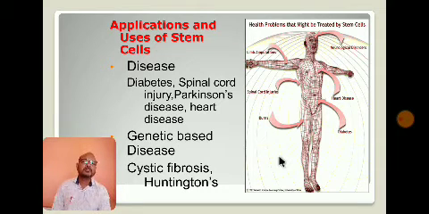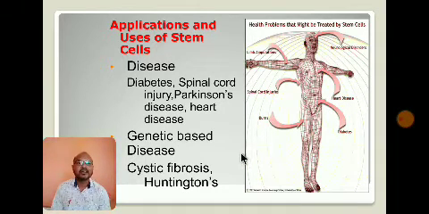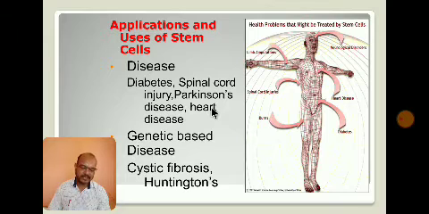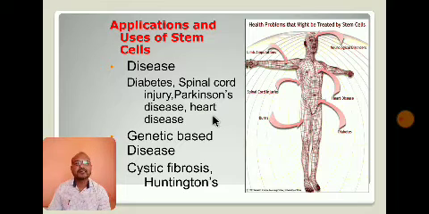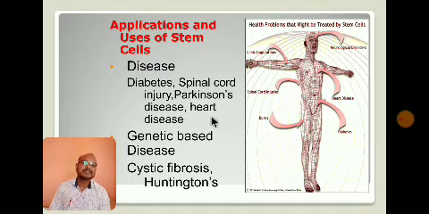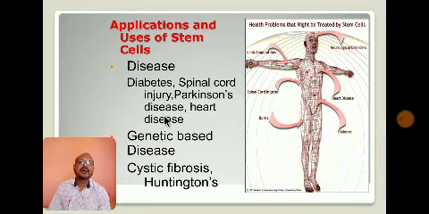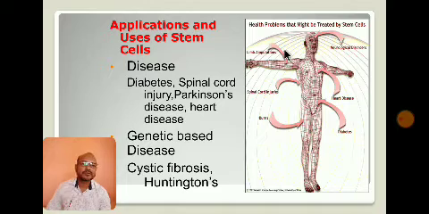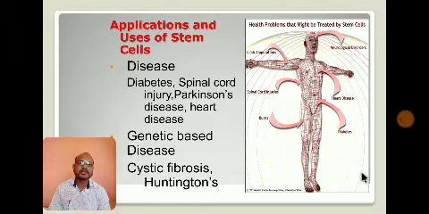And that is very important, how they are applicable, the applications and uses of stem cells in most areas nowadays, in diseases like diabetes, spinal cord injury, Parkinson disease, heart disease. These diseases are cured by using these stem cells. Another, the genetic based diseases known as cystic fibrosis and Huntington disease. These are the various health problems that might be treated by stem cells.